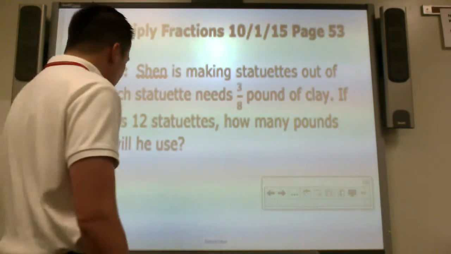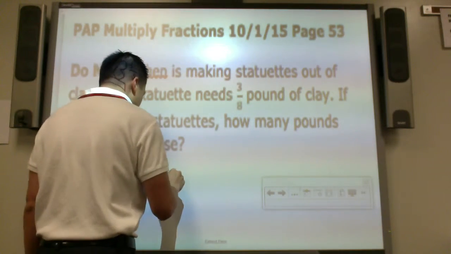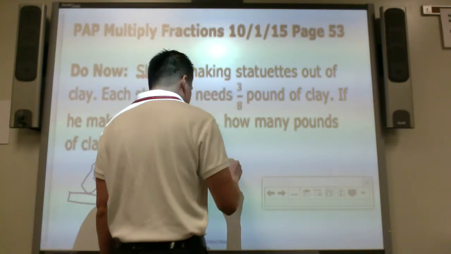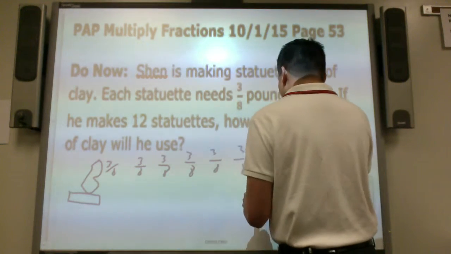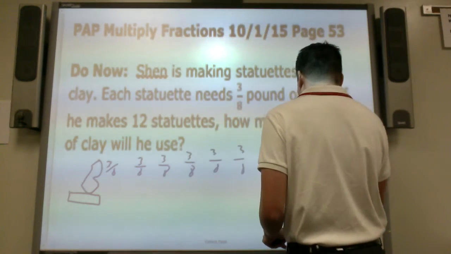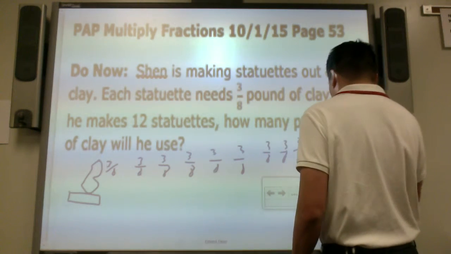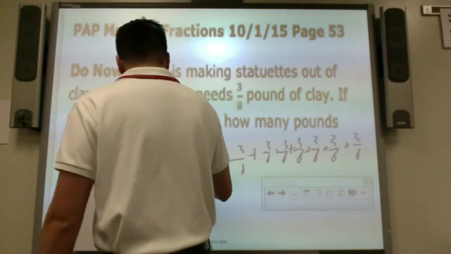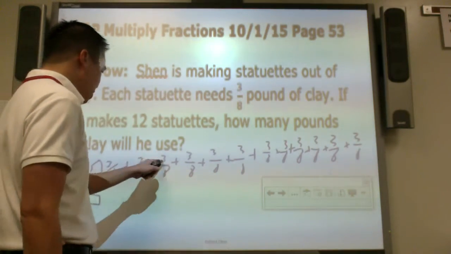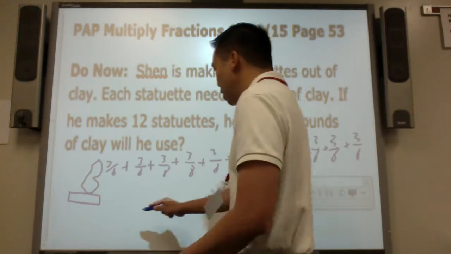There are several ways you can do this. You can draw 12 statuettes, and you know it's repeated addition. 1, 2, 3, 4, 5, 6, 7, 8, 9, 10, 11, and 12. So how many pounds is it? We can add this up 12 times. 3, 6, 9, 12, 15, 18, 21, 24, 27, 30, 33, 36.